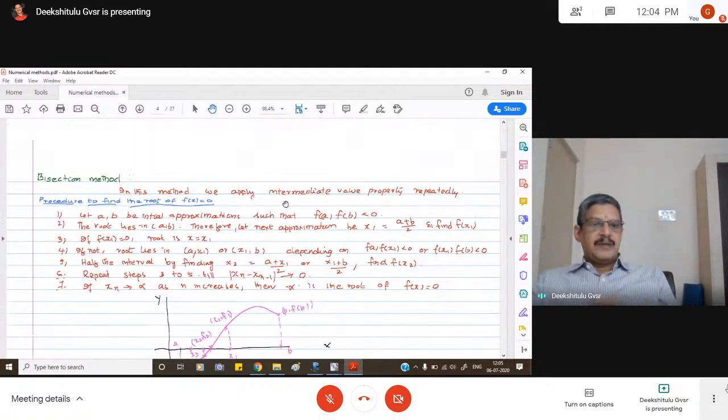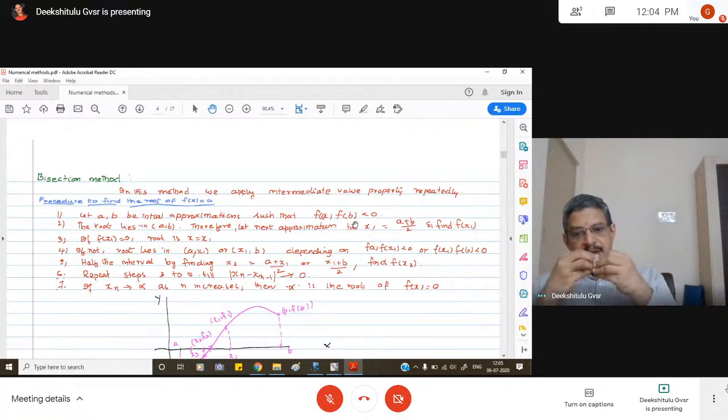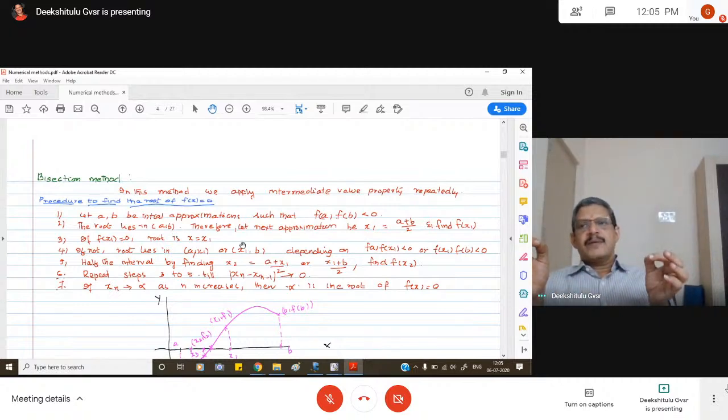What do we do in the bisection method? First we select two numbers a and b. That will be called the initial approximations. The selection is such that the function values at the end points, the two points a and b, have opposite signs. If one is positive, the other must be negative. If this is negative, this must be positive. So that the product is always negative: f(a) times f(b) is less than 0. Whenever this happens, the root lies in the interval (a, b). So the root now lies anywhere in between a and b. So where? We don't know.